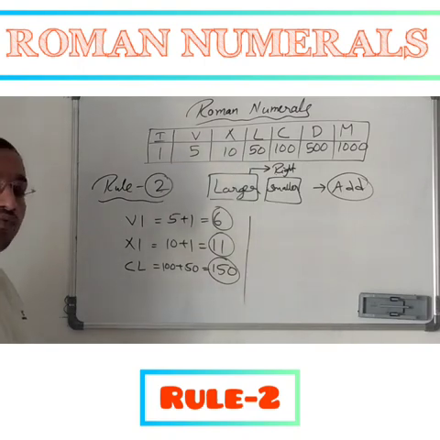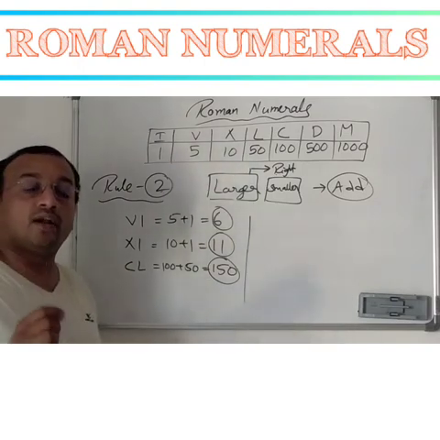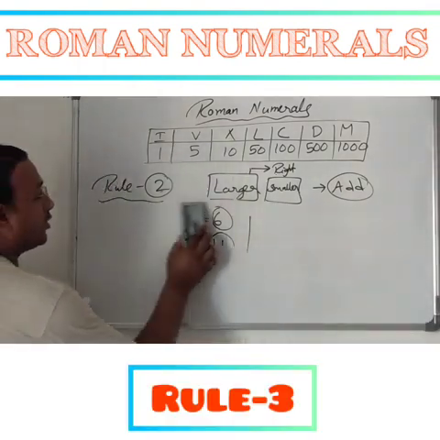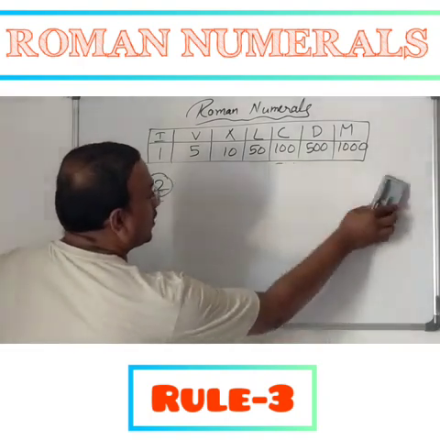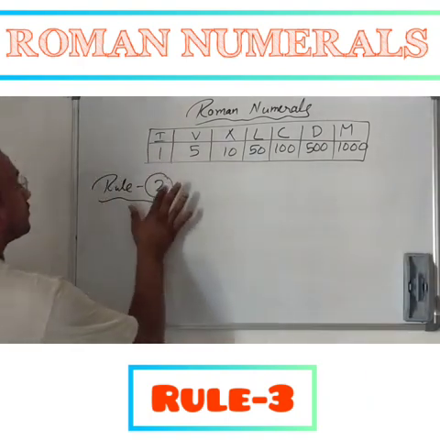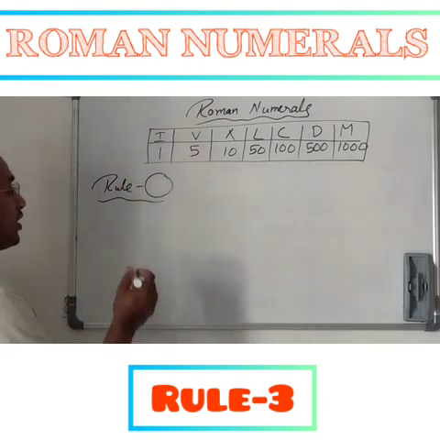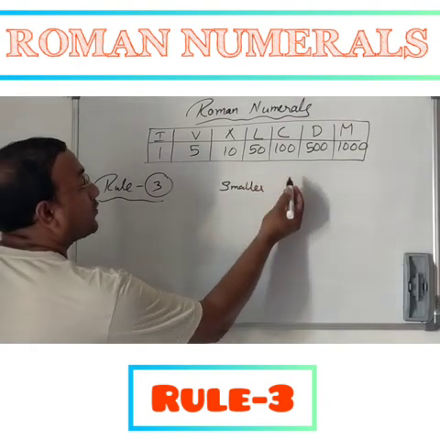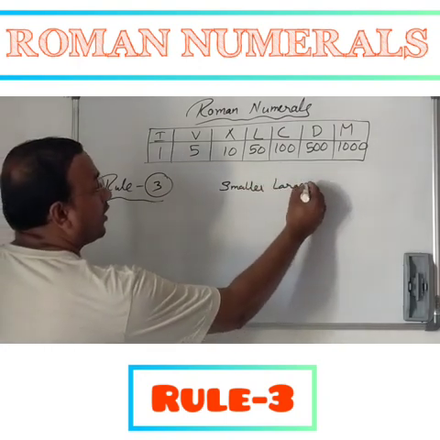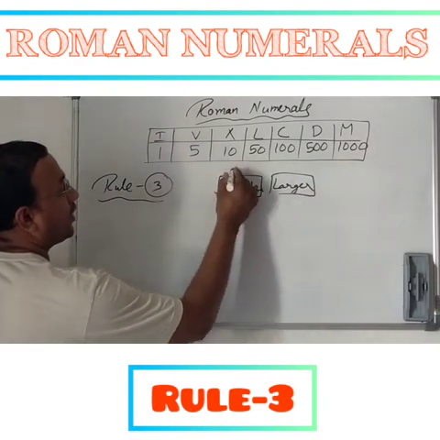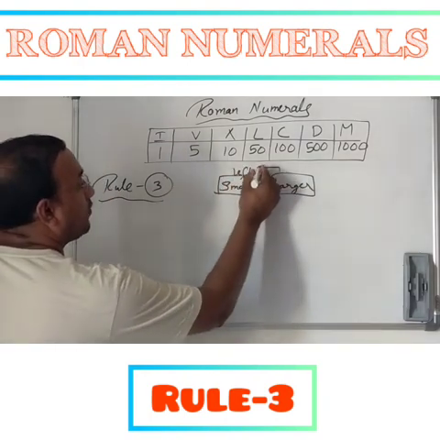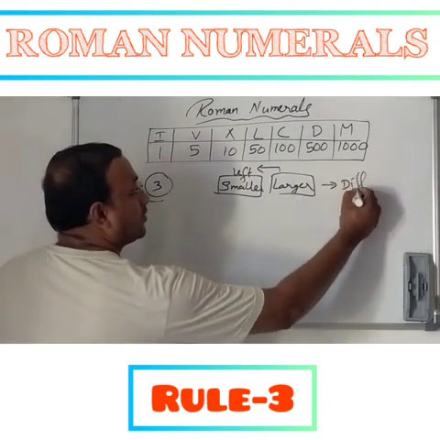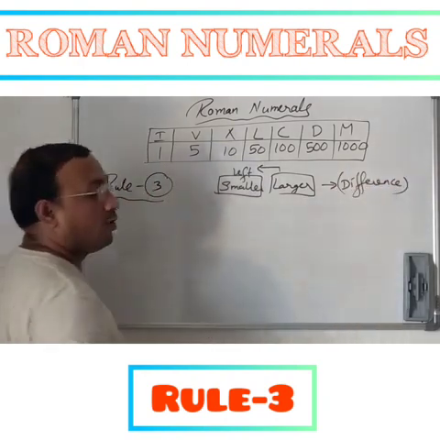Now let us go for rule 3, which is the most important and the most confusing one. So let's go with maximum examples to understand rule 3. So this is what rule 2 is, and rule 3 is opposite to rule 2. What is it, friends? When we get a smaller Roman numeral to the left side of a larger Roman numeral, then we subtract. We see the difference, which is bigger value minus smaller value.